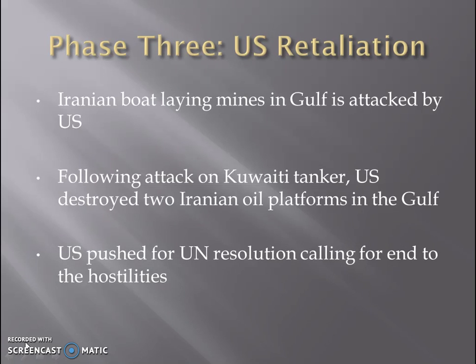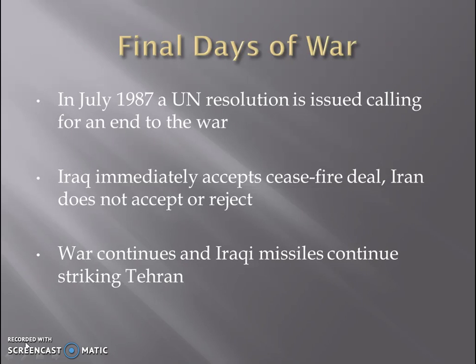In retaliation for the laying of the mines, the United States attacked a boat that was laying mines in the Gulf and sank it, killing 5 Iranian naval seamen. And following the attack on the Kuwaiti tanker, the U.S. attacked and destroyed 2 Iranian oil platforms within the Persian Gulf. The American involvement also extended to political involvement, in that they pushed hard for the UN to issue a new resolution calling for an end to these hostilities, which the UN then did.